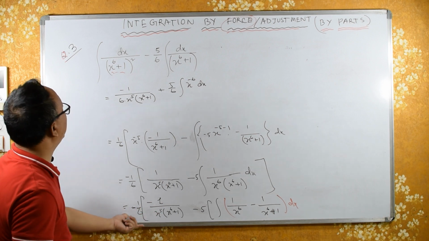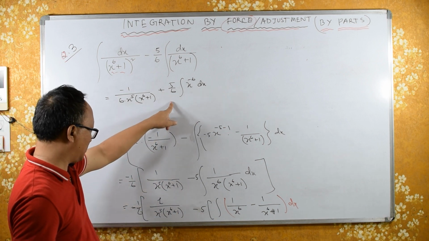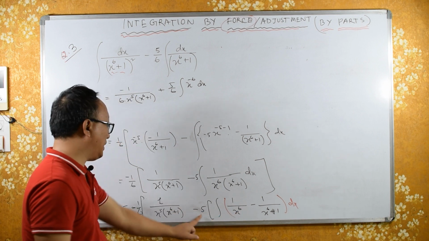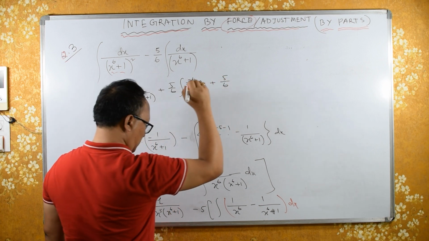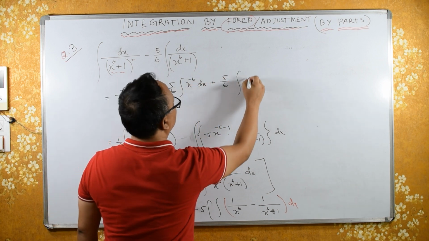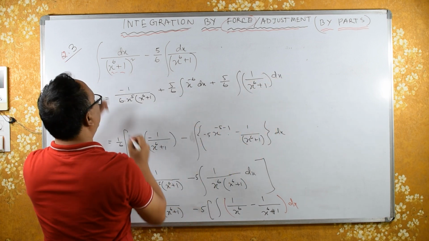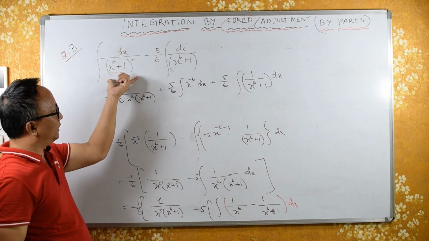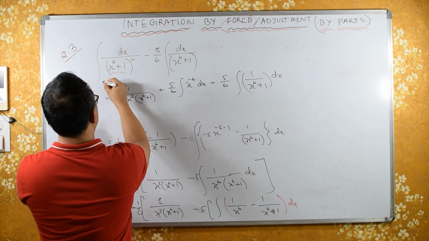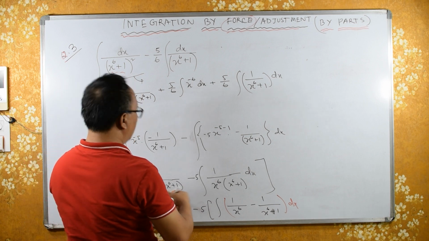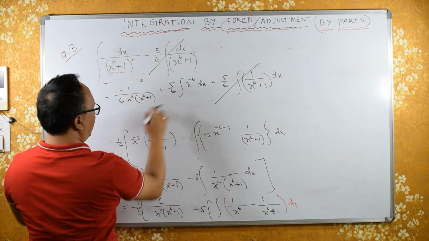Here minus, this is over here minus plus 5 by 6, and again minus, it will be plus. It will be plus 5 by 6 integral 1 upon x^6 plus 1 dx. Now what we are doing is solving only this term. This term and this term get cancelled. We have only this term.